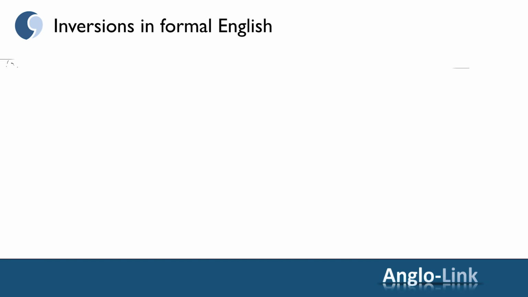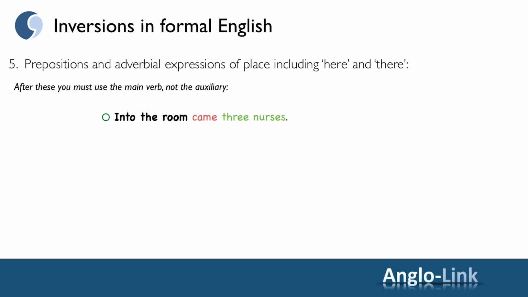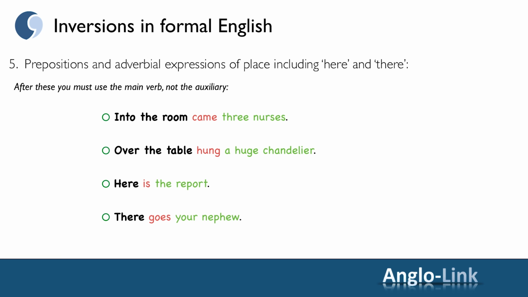And the final category is prepositions and adverbial expressions of place, including here and there. Just a quick note that after these you must use the main verb, not the auxiliary verb. So, for example, into the room came 3 nurses. Or, over the table hung a huge chandelier. Here is the report. There goes your nephew.